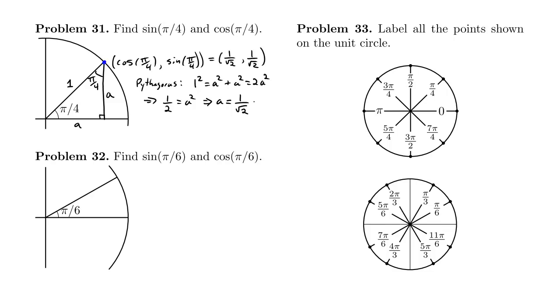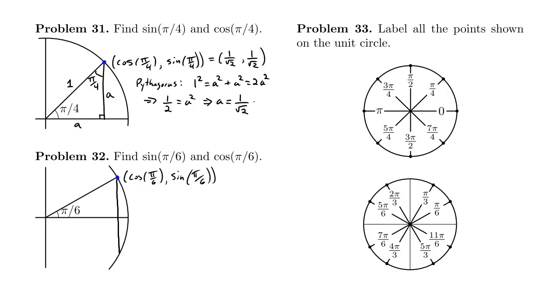Let's move on to our next problem, which asks us to find the exact values of sine of pi by 6 and cos of pi by 6. Again, the point on the unit circle, which is an angle of pi by 6 or 30 degrees from the x-axis, is the point cos of pi by 6, sine of pi by 6. So we just need to find the coordinates of this point.